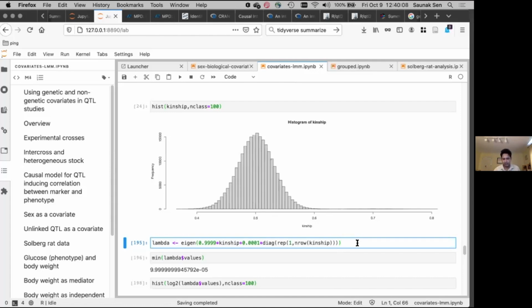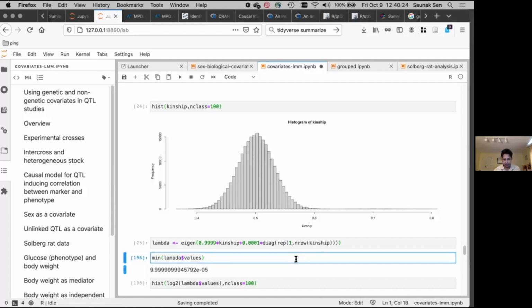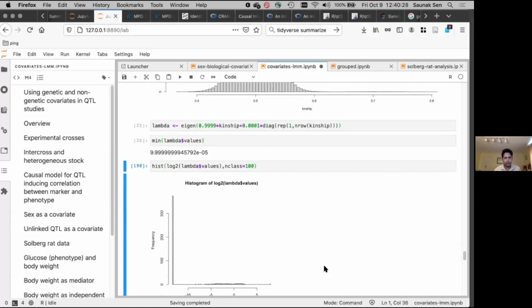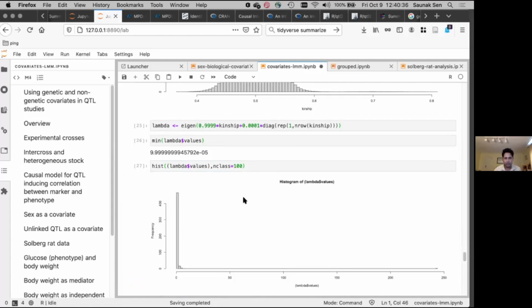The first thing I did was look at the eigen decomposition of this kinship matrix, and then look at the eigenvalues of the kinship matrix. You can see that there is one really high eigenvalue, and all the other eigenvalues are close to zero. Actually, they should be all about half, that's the expected value. So if I take log 2 of the eigenvalues, I should see it a little more clearly. Let's run this again.